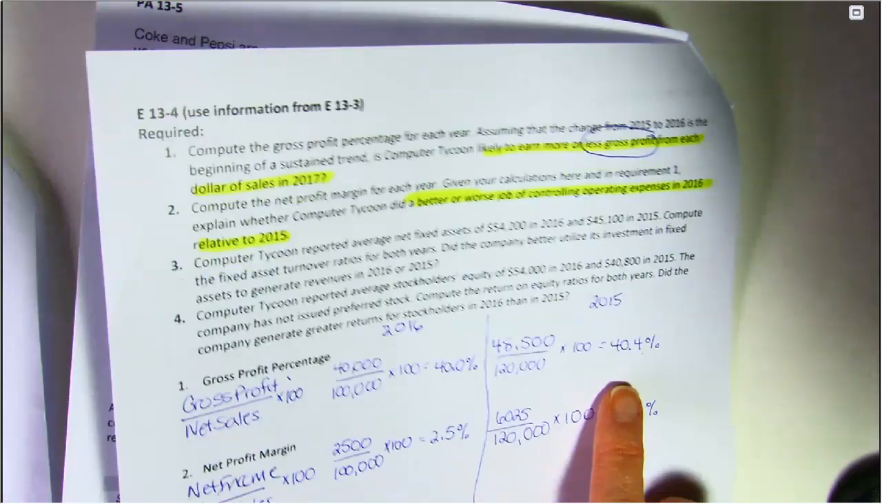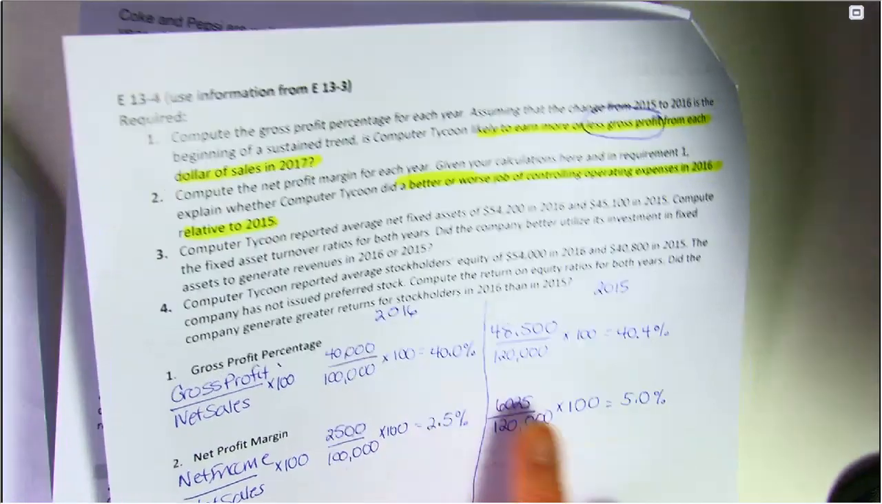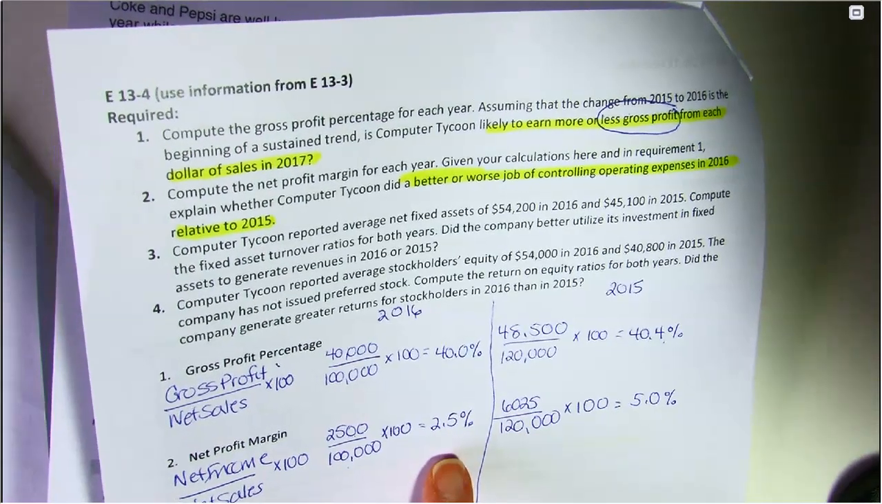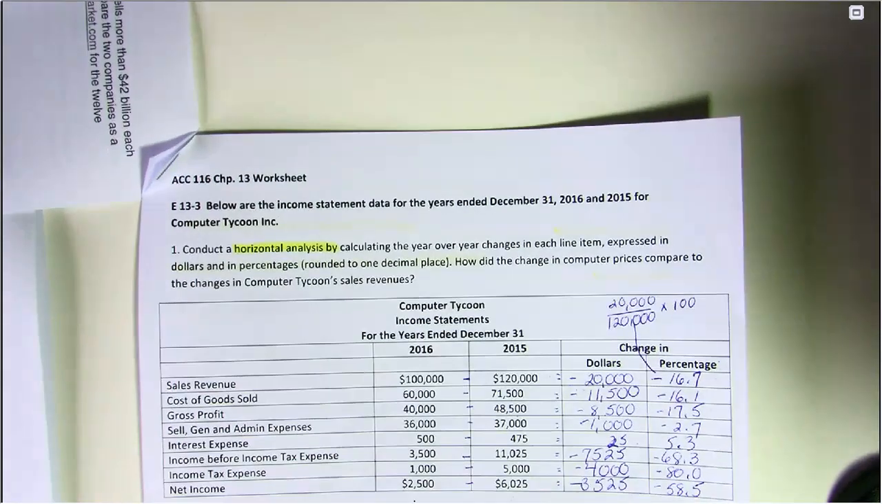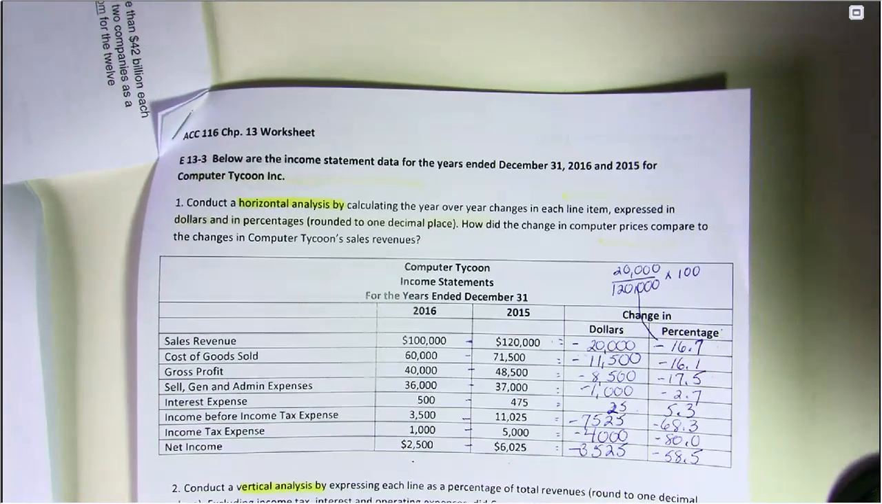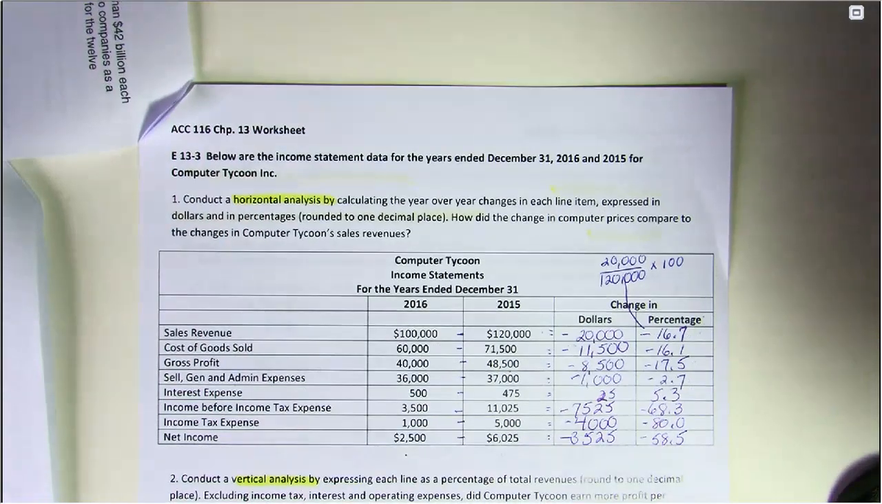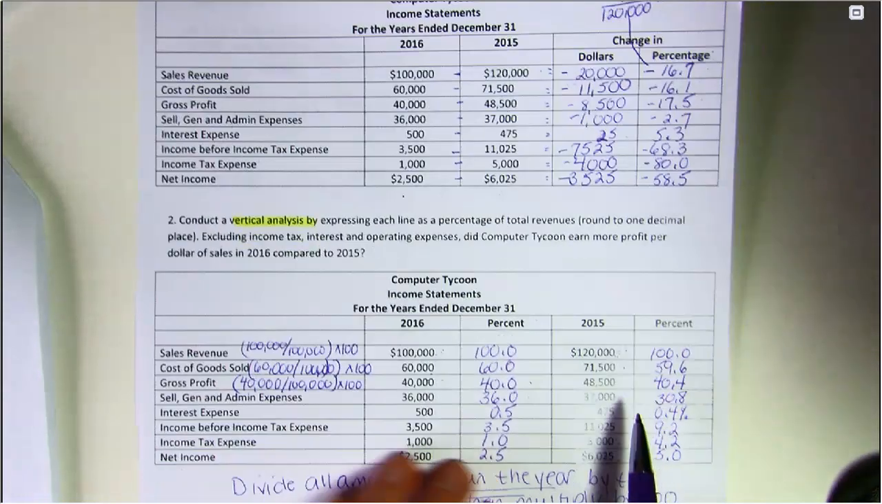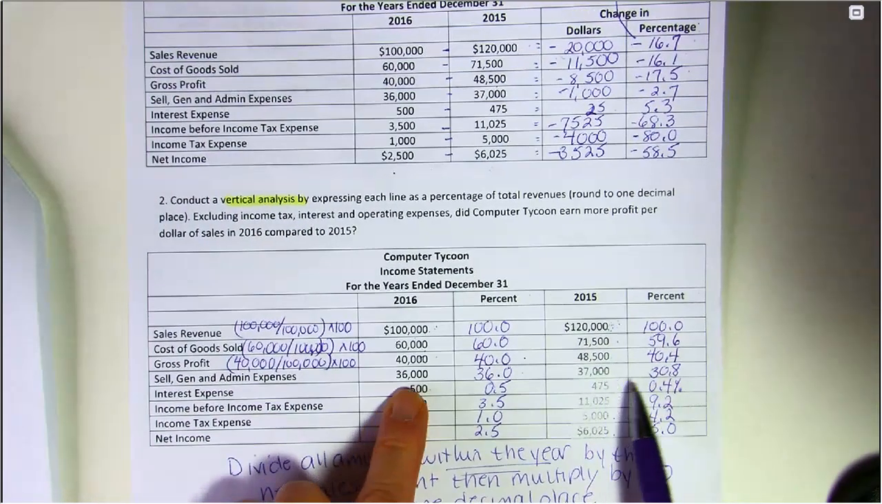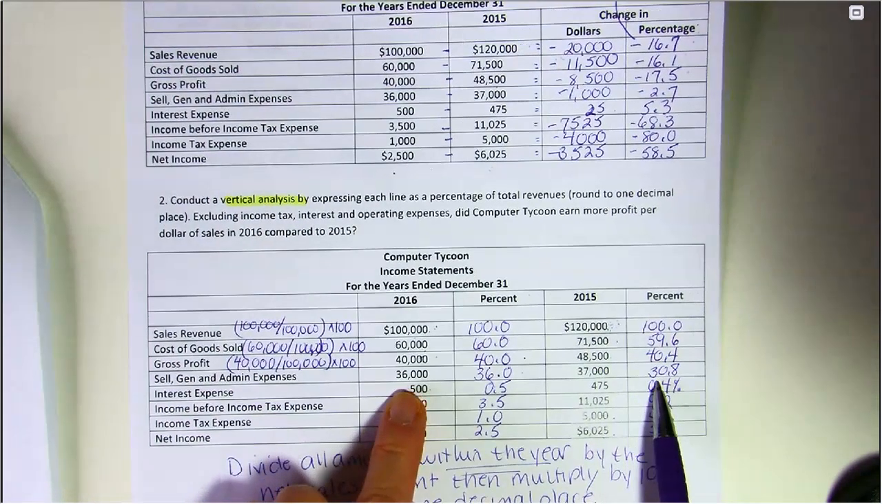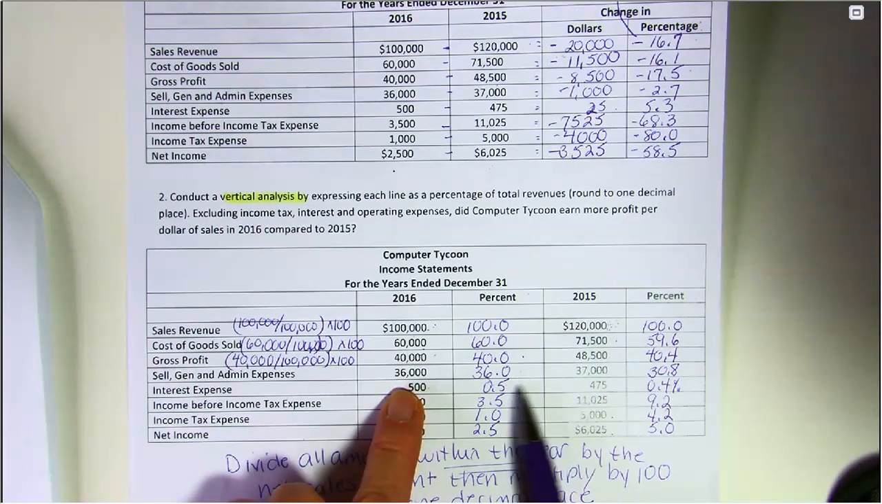And while we see that the gross profit was fairly close, the net profit is half. Why is that? Well, it's primarily because of those operating expenses. As a percent of every sales dollar, the operating expenses, in other words, the selling, general, administrative expenses, increased as a percent of every sales dollar.